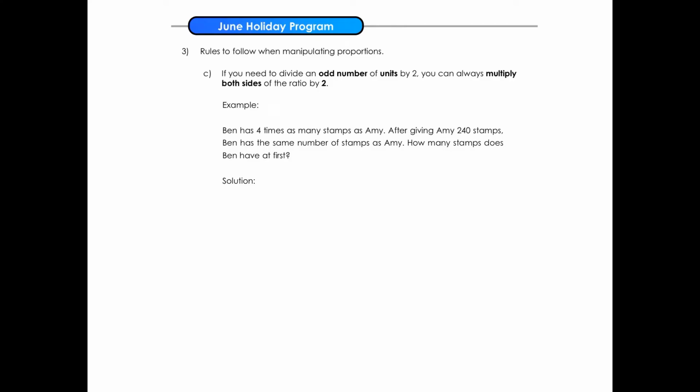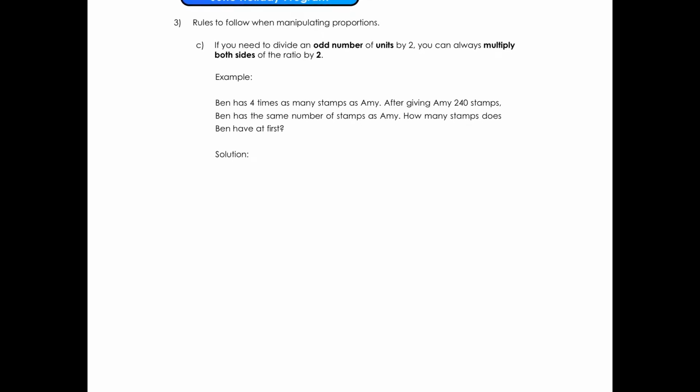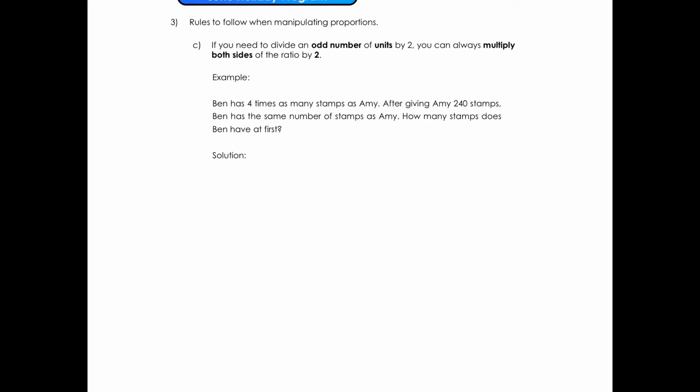Another habit, another skill you can have, is whenever you need to divide an odd number of units by 2, you can always multiply both sides of the ratio by 2, because odd numbers cannot be divided by 2. So what you're doing is actually cutting them into smaller units so that you can transfer over. Okay, let's look at some examples.